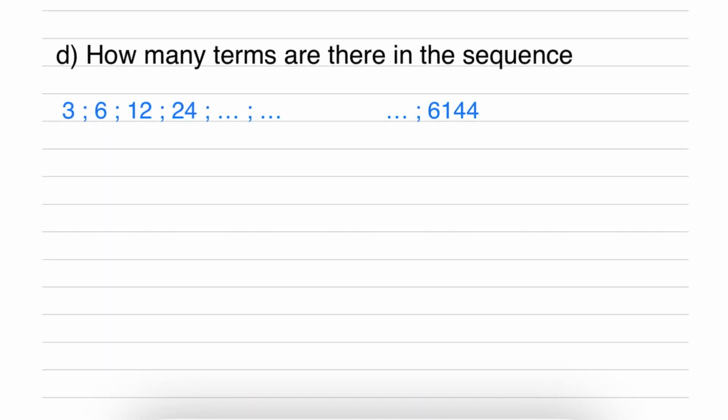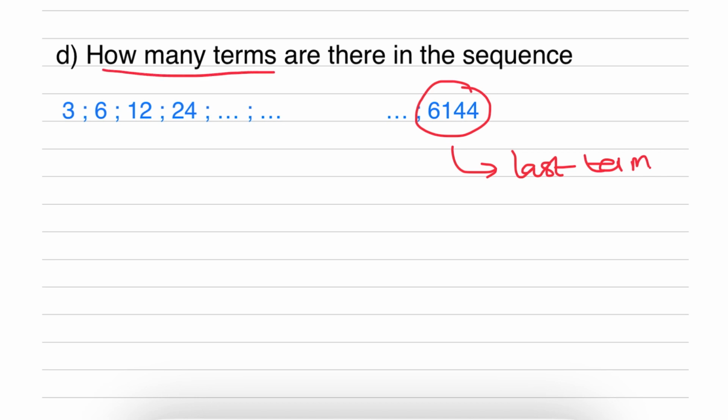Here they ask us, how many terms are there in the sequence? This term over here, 6,144, is the value of our last term. Now remember, if they give you the value of a certain term, you can work out its position. And if you know the position of the last term, then you know exactly how many terms there are in the sequence. Okay, so we're going to start with our general formula once again.